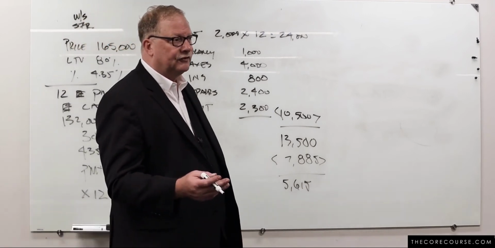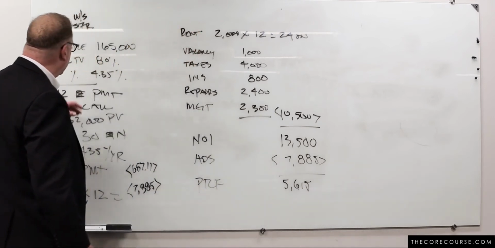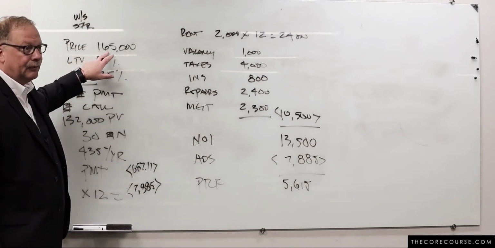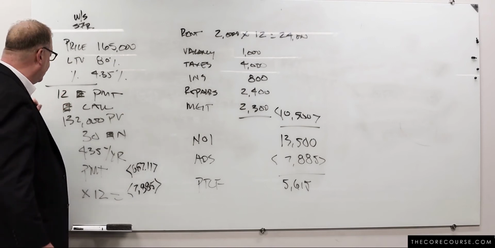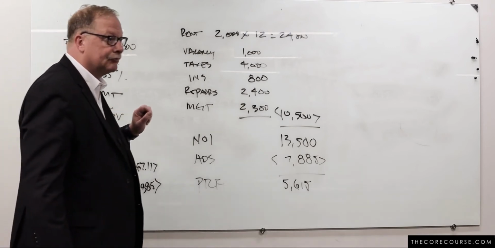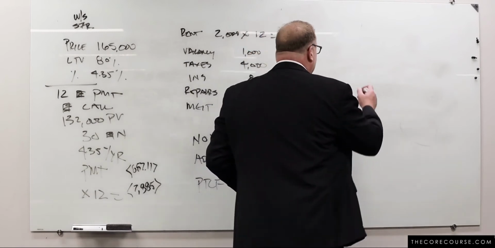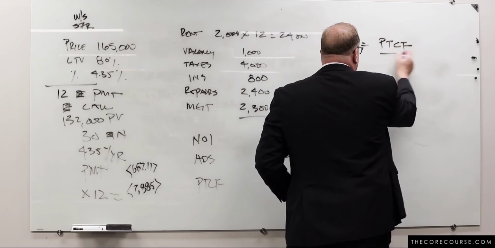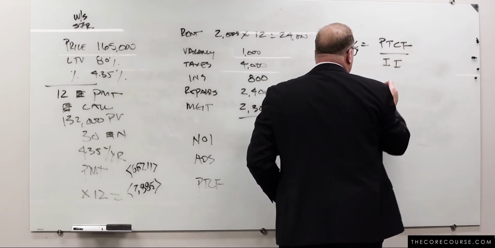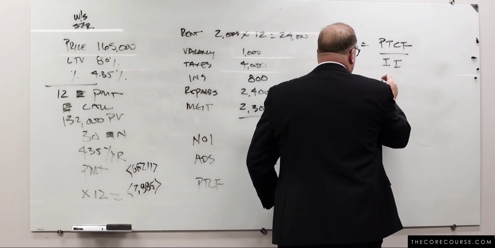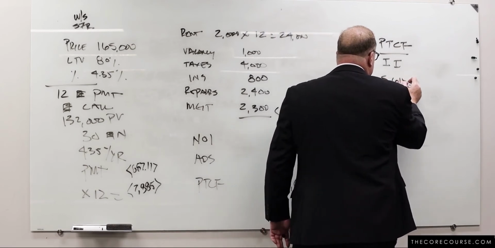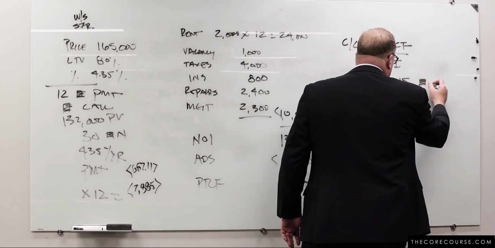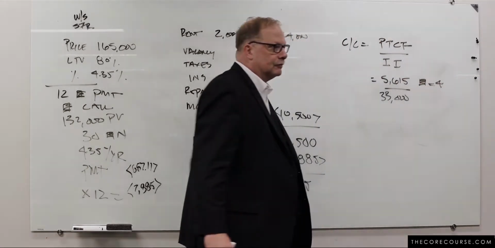So if the price is $165,000 and the debt is $132,000, what was the down payment? What's 165 minus 132? 33,000, exactly. So here's your last calculation. The cash on cash is the pre-tax cash flow divided by the initial investment, which is to say 5615 divided by 33,000, and press gold key equals 4 when you're done with the division.